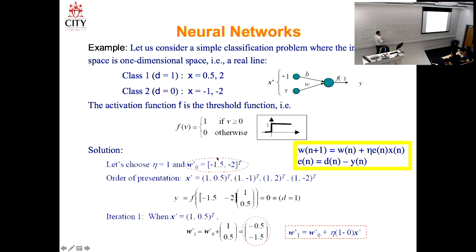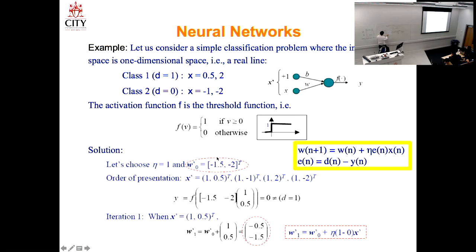So add your bias here. My x is like this and my y is like this. So x is, the first point is 1, this is my bias, 0.5 transpose. The second one is 1, minus 1. Third one is 1, 2. Fourth one is 1, minus 2.